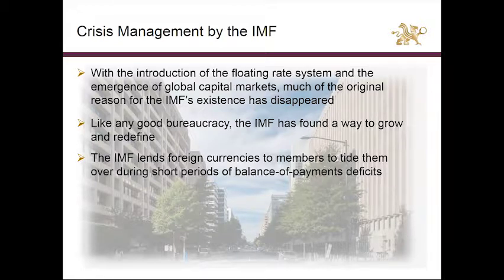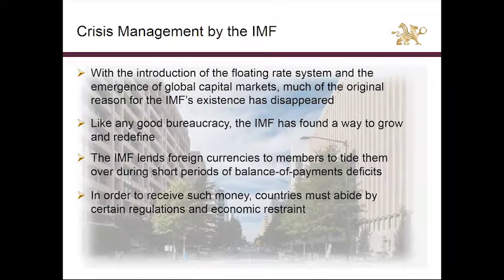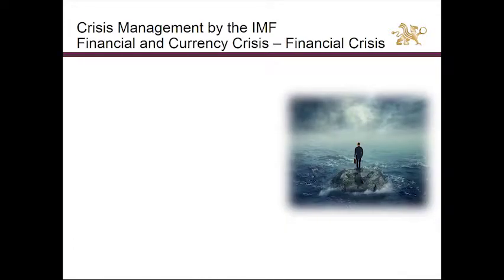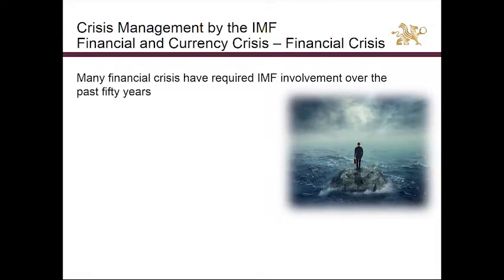Since the early 1970s, the rapid development of global capital markets has allowed developed countries such as Great Britain and the United States to finance their deficits by borrowing private money, as opposed to drawing on IMF funds. In order to receive such money, countries must abide by certain regulations and economic restraint, for example, England and New Zealand. Despite these developments, the activities of the IMF have expanded over the past 30 years.